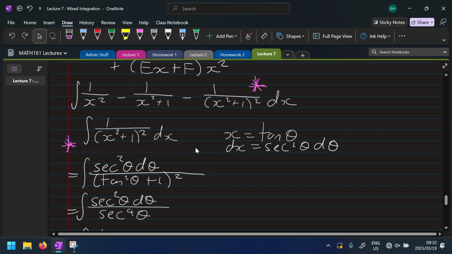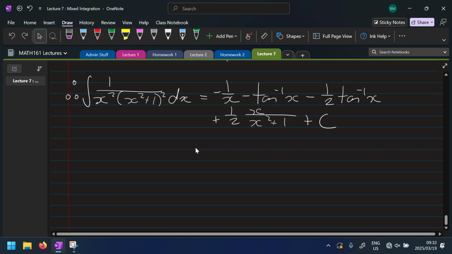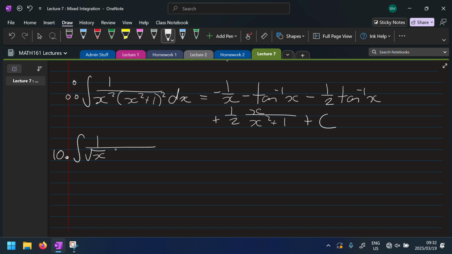Okay, that was 9. Number 10. Okay, we got the integral 1 over root x, root 1 minus x. Someone in the voting asked for the rational substitution, so we'll go through one of those.